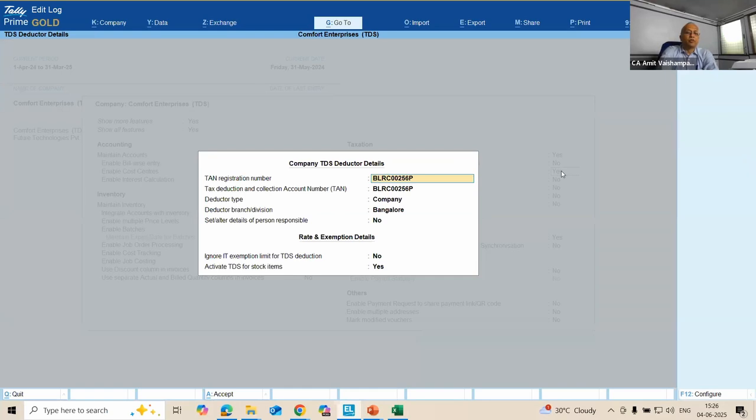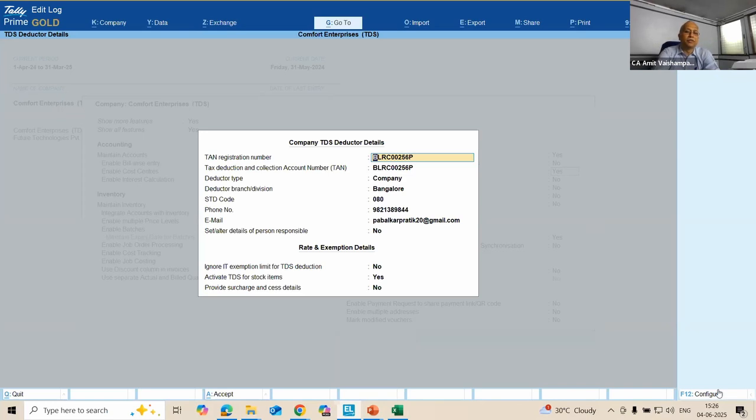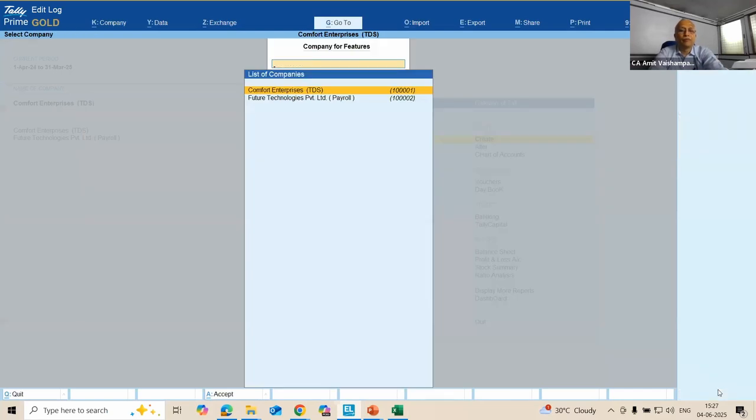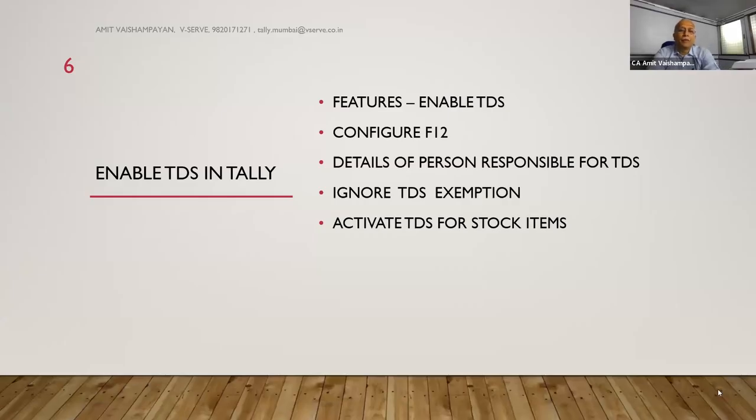The moment we tell the system that we wish to maintain TDS, it will ask you for the TAN details. So I've given these TAN details. Either it is as mentioned there, or these are real TAN details that will be there. You can press F12 for additional information if you need them. So this is the information that would be required. This is the initial basic configuration where we are telling the system that we wish to maintain TDS. So this is the screen.